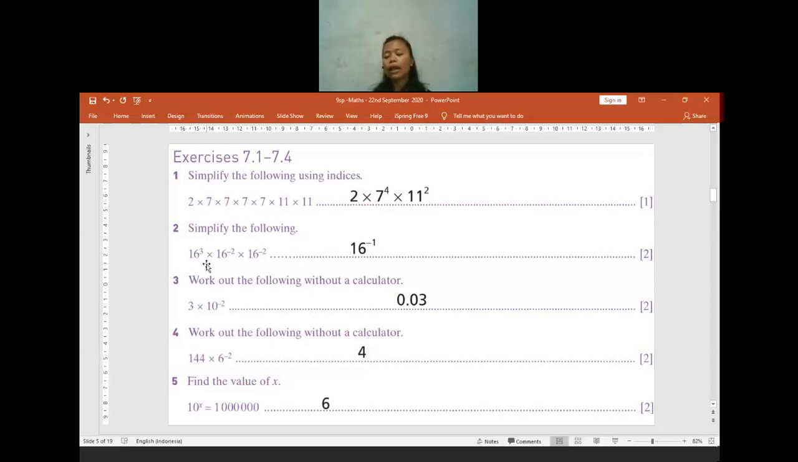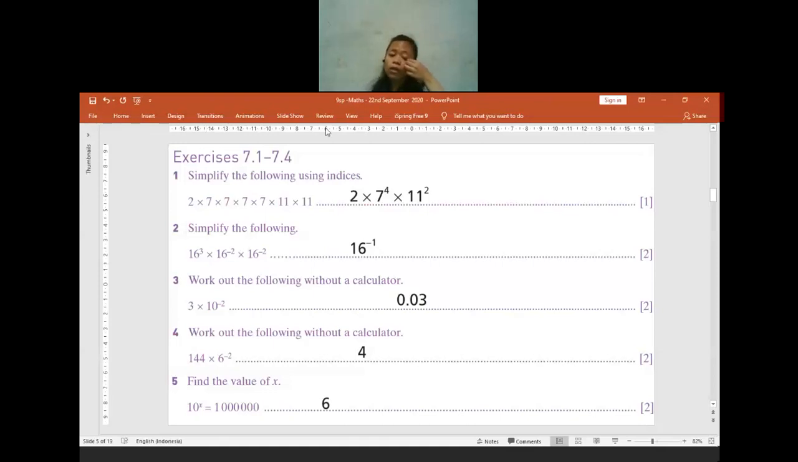It is a multiplication, so we will follow the laws. When it is multiplication, we add the power. So we only add 3 plus negative 2 plus negative 2. The answer will be negative 1. That's why the final answer will be 16 to the power of negative 1.